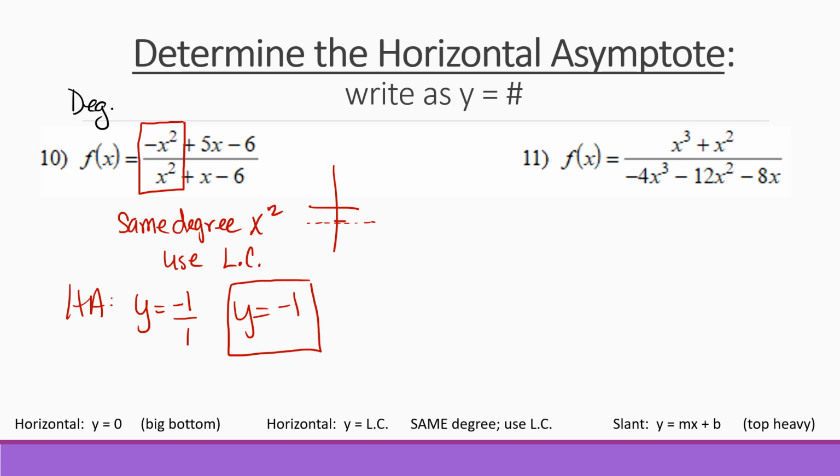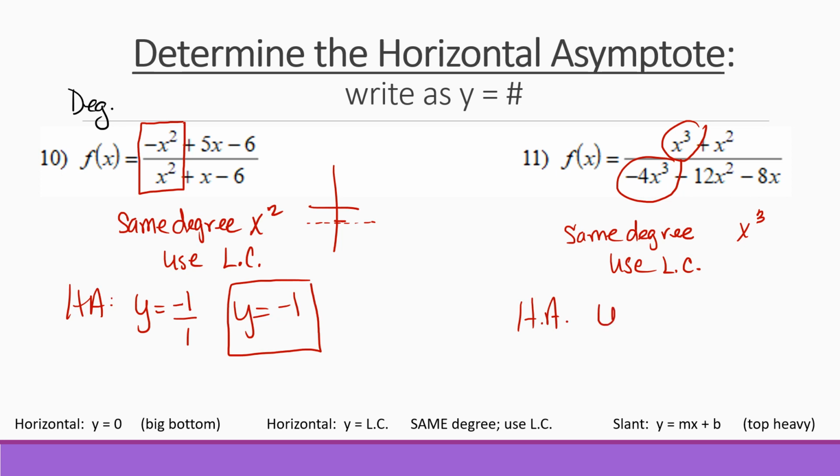All right, next example, f of x equals x cubed plus x squared over negative 4x cubed minus 12x squared minus 8x. Again, looking for the biggest degree, the term in the numerator is x cubed. The term in the denominator is negative 4x cubed. They do have, again, the same degree, which is x cubed, raised to the third power, so I'm going to use the leading coefficient. So the equation of my horizontal asymptote is y equals 1 over negative 4.